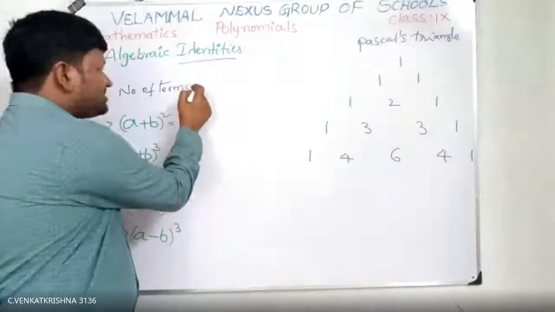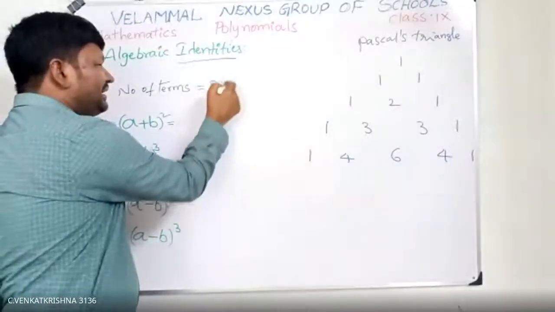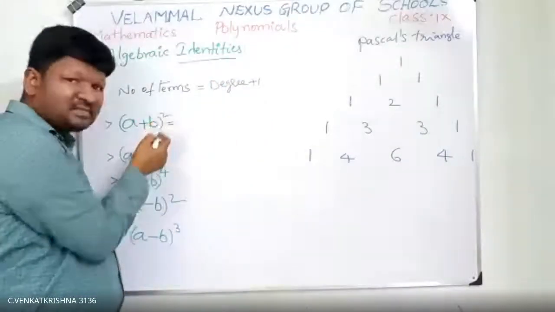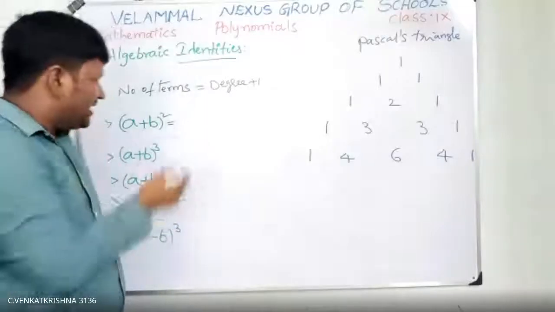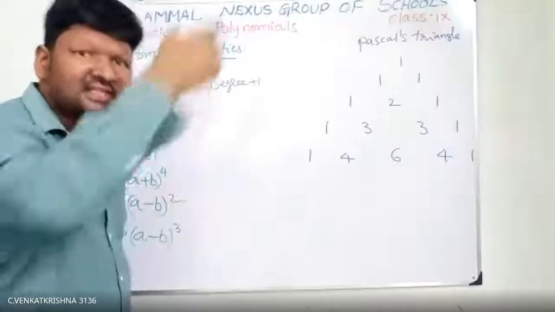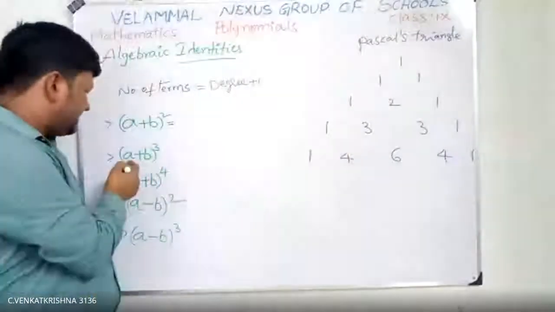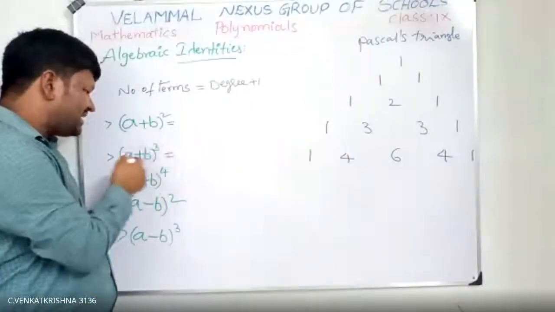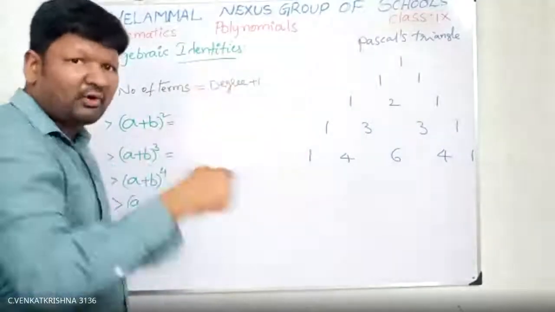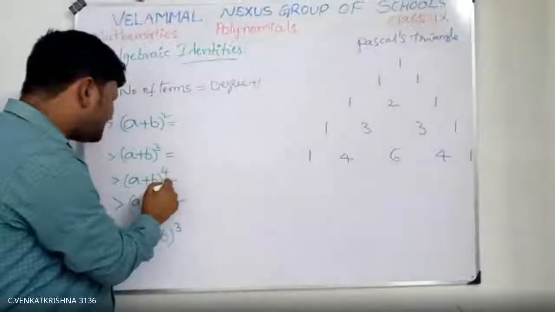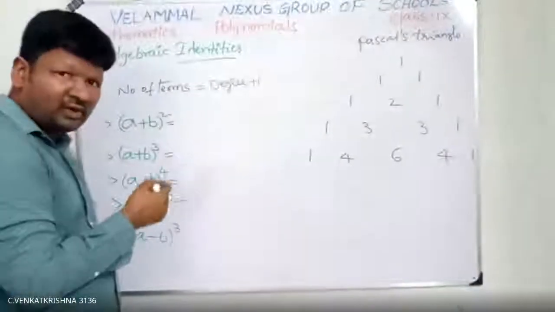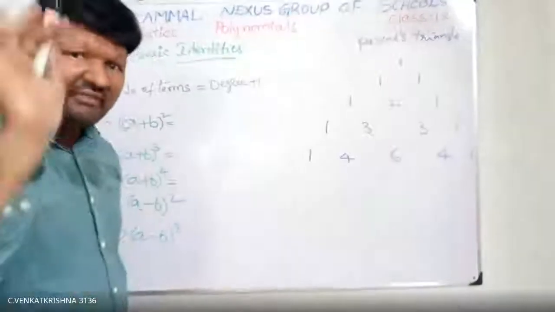Now see. Number of terms is equal to degree plus 1. Now here, what is degree? A plus b whole square means degree is 2. If we expand this a plus b whole square formula, we get 3 terms. The same way, if we expand this a plus b whole cube formula, we get 3 plus 1, 4 terms. If we expand this a plus b whole power 4 formula, here degree is 4, so we get 5 terms.